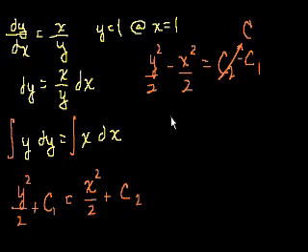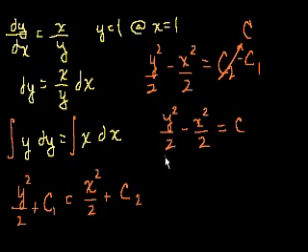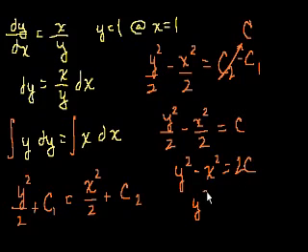And so the general solution to this differential equation is y squared over 2 minus x squared over 2 is equal to c. And actually, let's do something else just to clean it up a little bit, because once again, this could be any constant. So let's multiply both sides of this equation by 2, and you get y squared minus x squared is equal to 2c. Well, now this is still any constant number, so we could still write this as a c. So we have y squared minus x squared is equal to c.